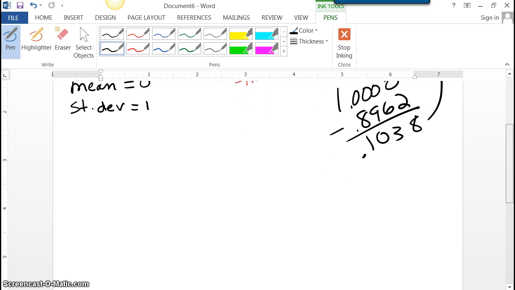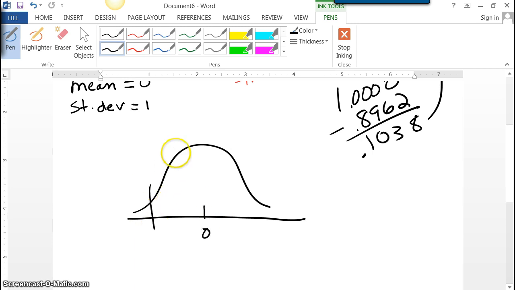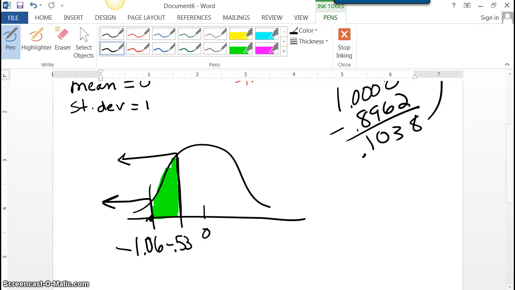If you want the area in between two numbers, what you have to do, I'm just going to pick two negative numbers, like negative 1.06 and then negative 0.53, and I want the area in between those numbers, then you can look them up individually, and then you can subtract the two areas. So I would look up negative 0.53, get that area, then I'd look up negative 1.06, get that area, and then subtract the two areas. And you should have your answer.